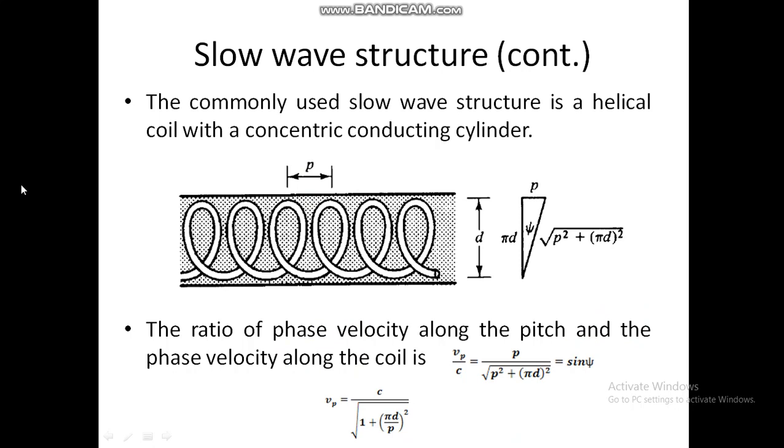The most commonly used structure is a helical coil with a concentric conducting cylinder. This is a helical coil. Suppose this distance is d, and this is P. So by Pythagoras theorem we can calculate this distance, which is under root of P square plus (pi d) square.